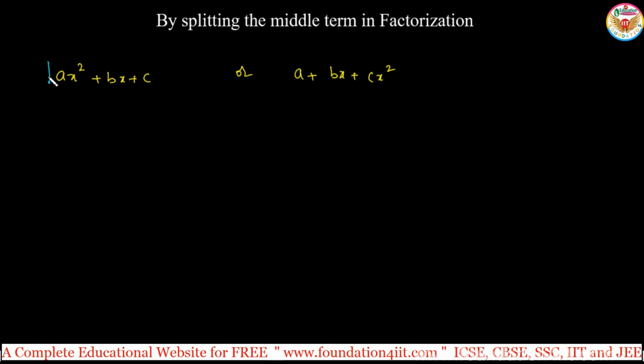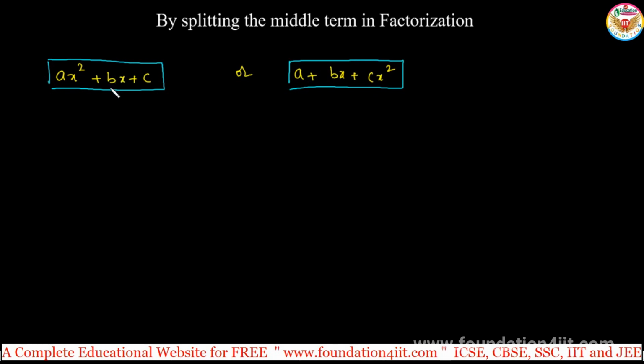So here the statement is, if a trinomial is in the form of ax square plus bx plus c or a plus bx plus cx square, we have to split the middle term coefficient. So middle term coefficient is b. B has to be split into two parts such that the sum of these two parts should be equal to b. Again, the product of these two terms should be equal to the product of a and c. Then factorization by grouping method we can continue.